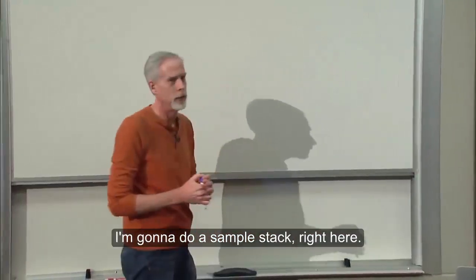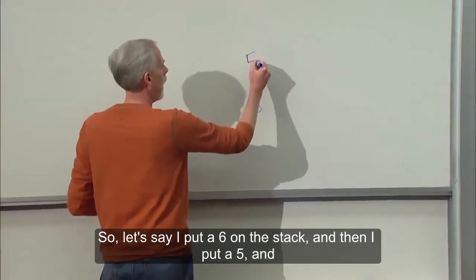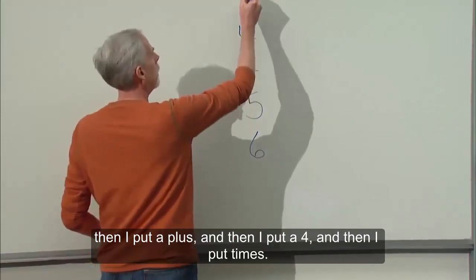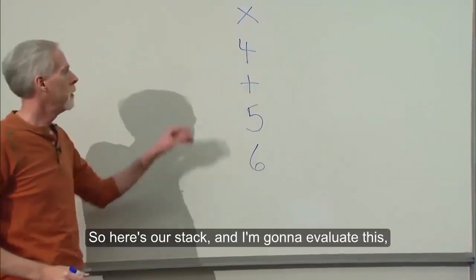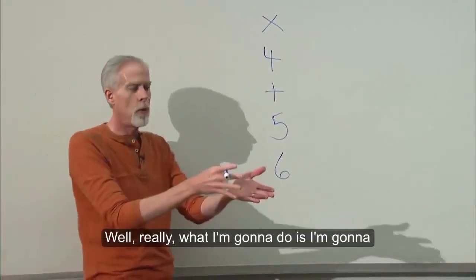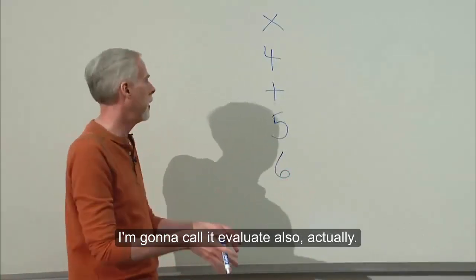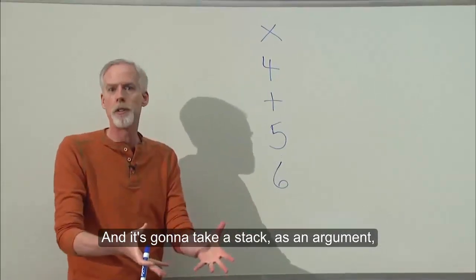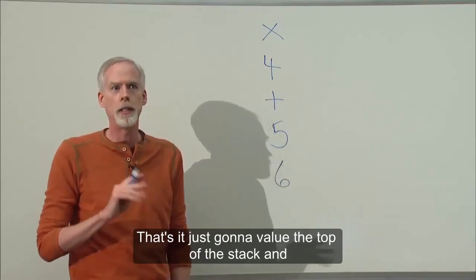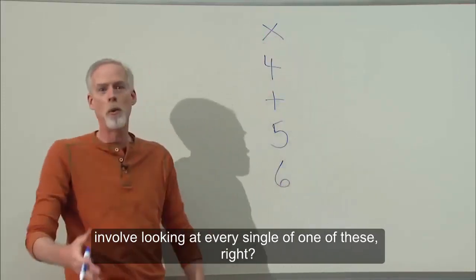Looks like this. I'm going to do a sample stack right here. So let's say I put a 6 on the stack, and then I put a 5, then I put a plus, then I put a 4, then I put times. So here's our stack, and I'm going to evaluate this, and I'm going to use recursion. How am I going to do that? Well, what I'm going to do is have a helper method here, a recursive helper method. I'm going to call it evaluate also, actually. It's going to take a stack as an argument, a stack of things to evaluate, and it's only going to evaluate the top thing on the stack. That's it. It's just going to evaluate the top thing on the stack and return it. But the top thing on the stack might involve looking at every single one of these, right?